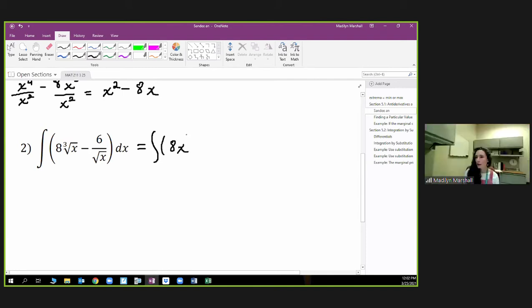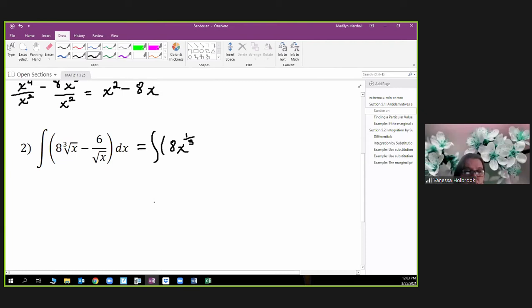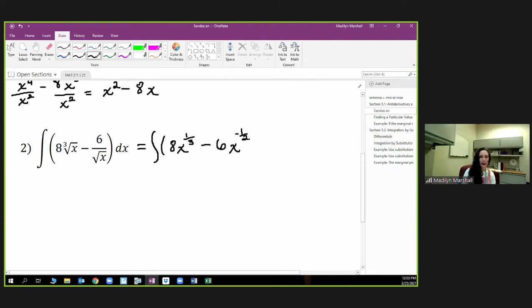8x to the 1/3. And 6 x to the negative 1/2. Right, exactly. So the square root is the 1/2, and then bringing it back up to be next to the 6 would make it the negative. So same kind of skills as we use for derivatives. We need it in this x to a power format.